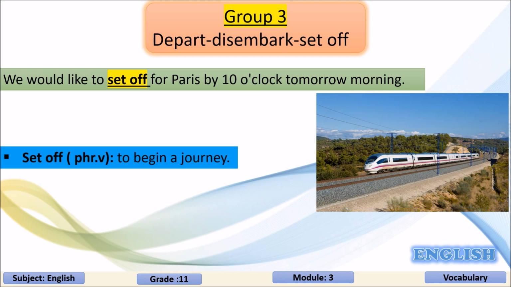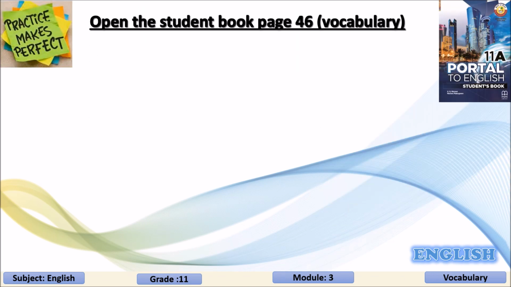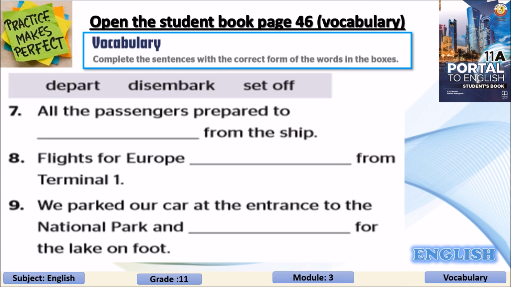To set off is a phrasal verb, which is composed of a verb plus a preposition, which is off. To set off means to begin a journey. All right, now let's consolidate. Sentence number 7. All the passengers prepare to from the ship. So from the ship, or get off, which means disembark.